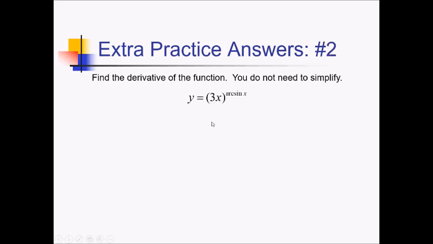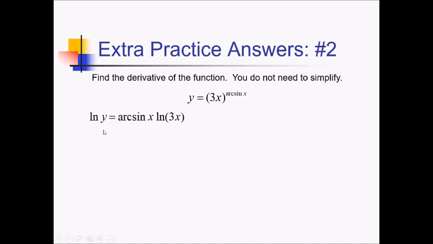For this one, we notice that we have a variable in both the base and the exponent, so we're going to have to use logarithmic differentiation. We'll start by taking the ln of both sides of the equation. On the left side, that gives us just ln of y. On the right side, that's going to pop out this arc sine of x term, and we're going to multiply now by the ln of the base here, so that's going to be ln of 3x.